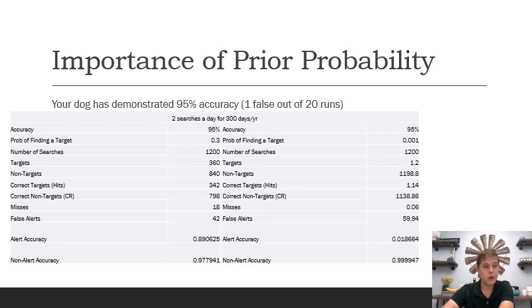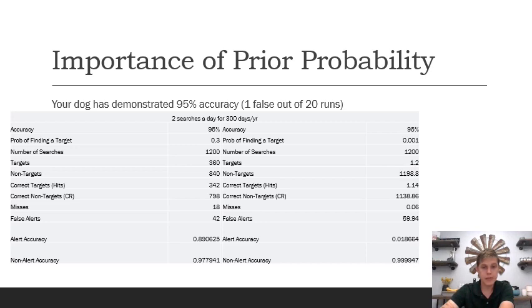But anyway, what this equates to is that when your dog makes an alert, on average, 90% of the time it will be correct. So when they make an alert, 90% of the time there will actually be something there to detect. For a non-alert accuracy, if the dog doesn't alert, then there's a 98% chance that there really wasn't anything there. We can do the exact same thing now with our 0.001 probability, and we produce these numbers.